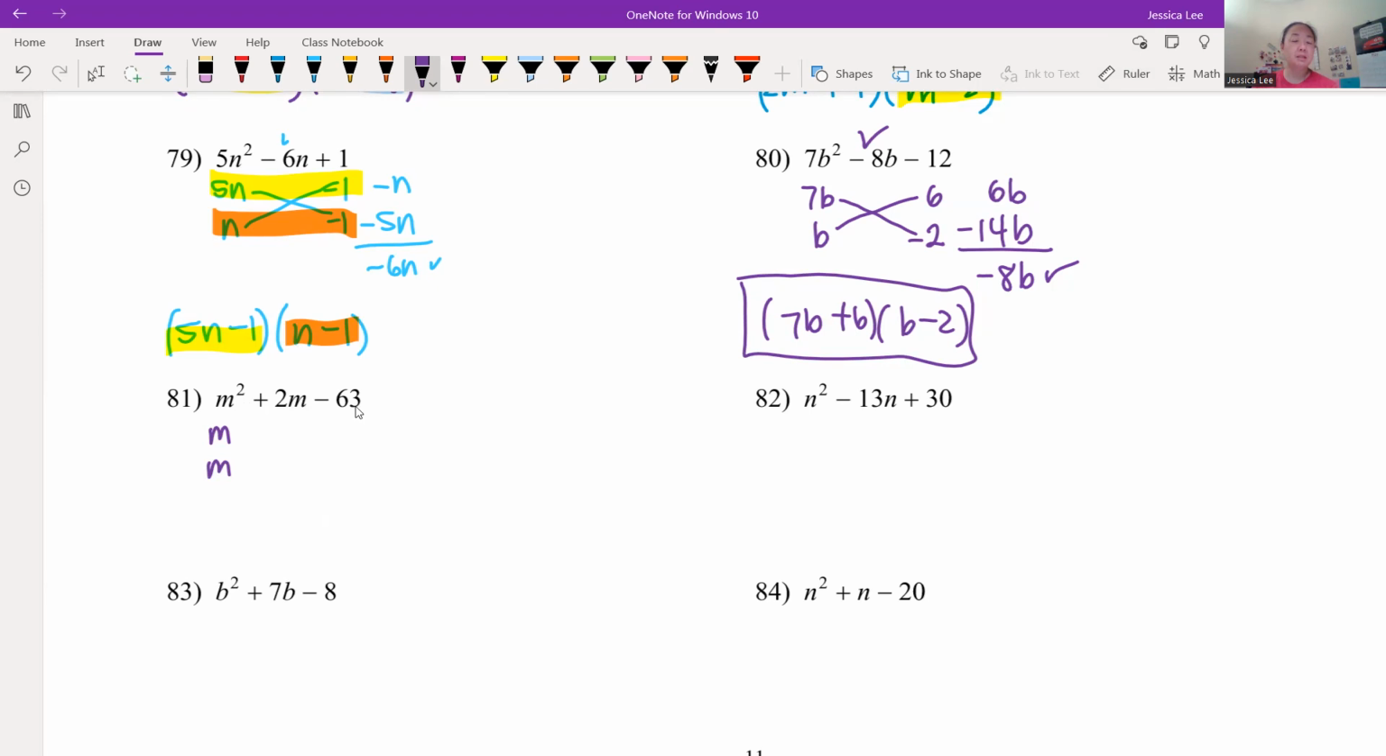What multiplies to 63? 9 and 7, right? So m times 9 is 9m. M times 7 is 7m. And I'm going to have to subtract these. And I want it to be positive too, so my 7 has to be negative. So that's going to be 2m, which is the same as my middle term. We're going to go straight across, m plus 9.